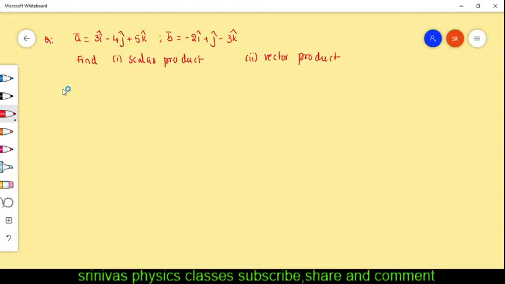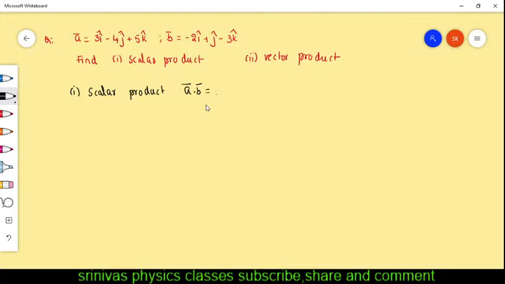Can anyone tell how to find this out? Very simple. First we have to find the scalar product, which you learned in the work-energy chapter. A bar dot B bar, it has a formula.